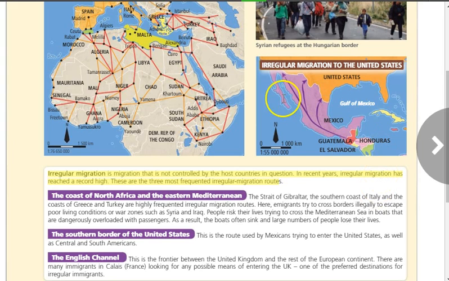Southern border of the United States. This is the route used by Mexicans trying to enter the United States, as well as Central and South Americans.